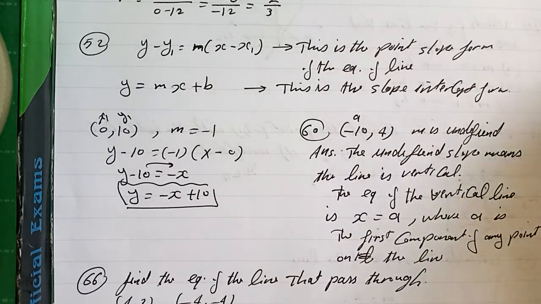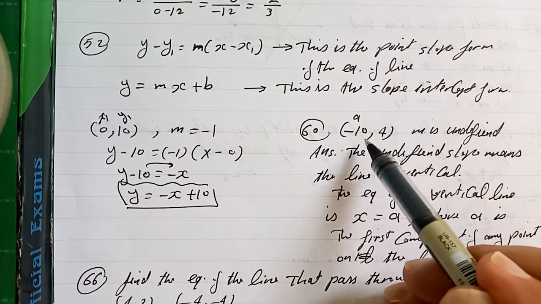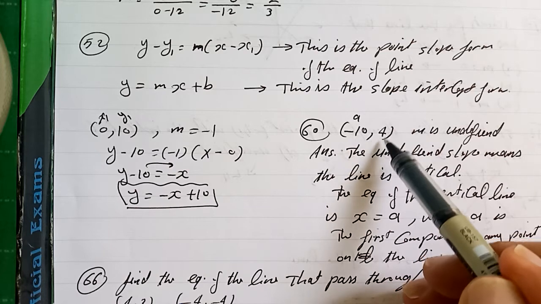In number 60, you have a point which is negative 10 and 4.